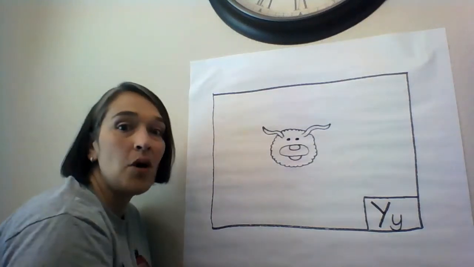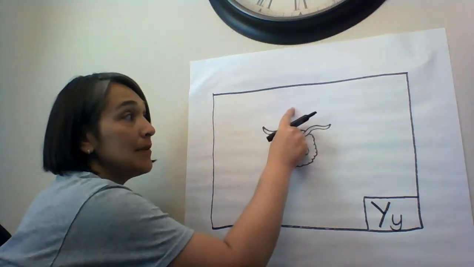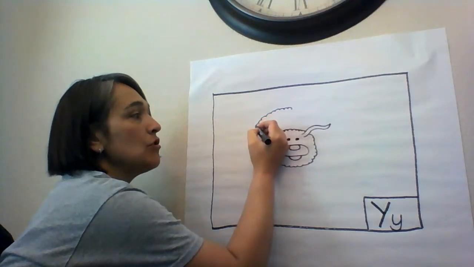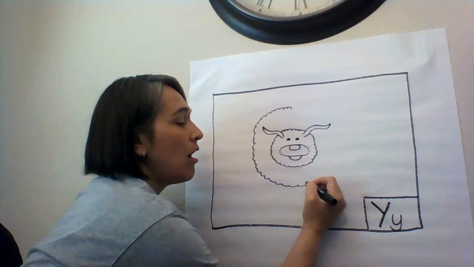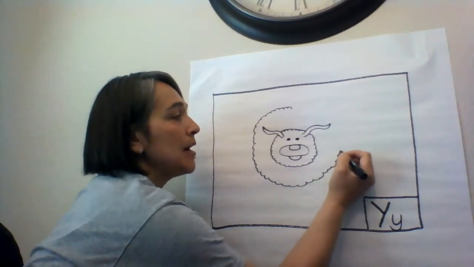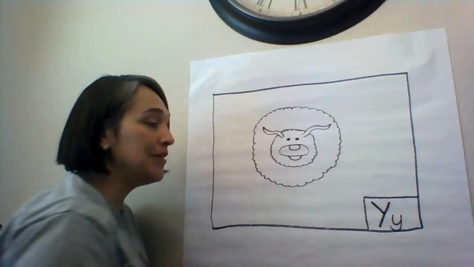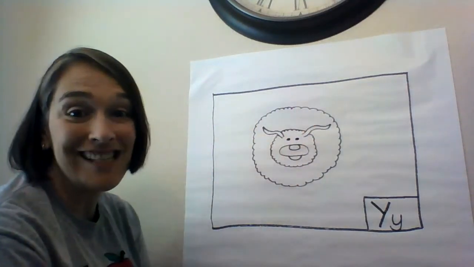Now we're going to draw his whole body. Remember, they're kind of big. So this time I'm going to start up at the top here and I'm going to make more curvy lines. Make sure you go all the way around his horns and then you're just going to come all the way around his body and back up to where you started from. See, because he's poof, very fluffy, isn't he?